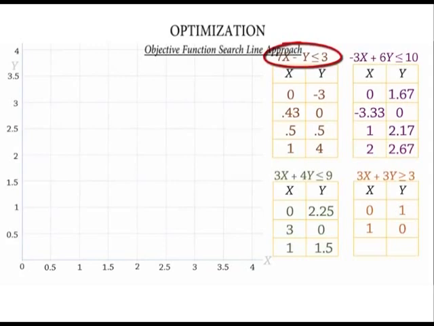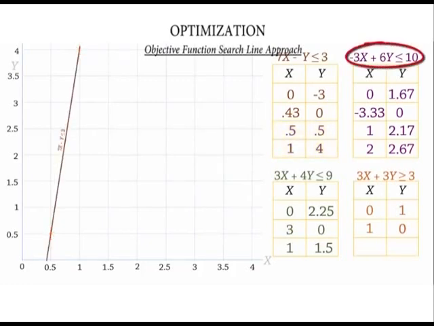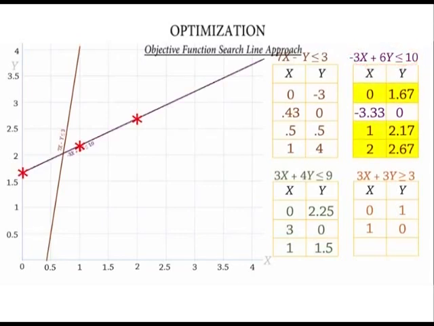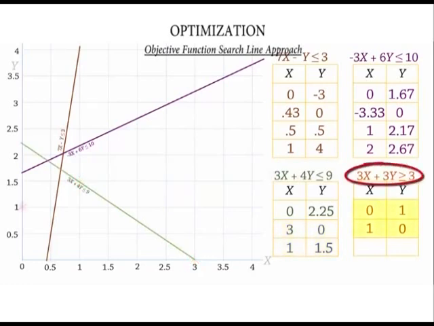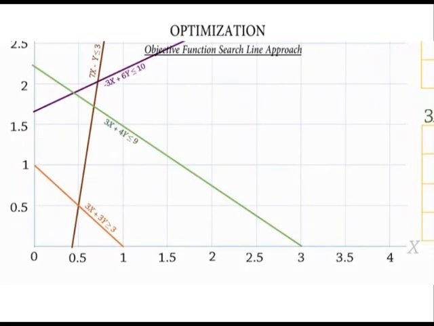For the first constraint, we can just plot the last 2 points, 0.5, 0.5 and 1, 4. That's the line. For the second constraint, we use the first and the last 2 points for accuracy, and that is the line. Third constraint, we use 3, 0 and 1, 1.5, and that's the line. For the last constraint, we have 1, 0 and 0, 1, and that is the line. If you do the test point for each line and shade off the unwanted region, this would be the feasible region.